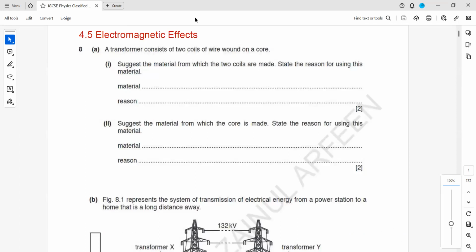A transformer consists of two coils of wire which are wound on a core. Suggest a material from which the two coils are made and state a reason. What are the coils made up of? Copper. And why copper? Yeah, it's a good conductor.